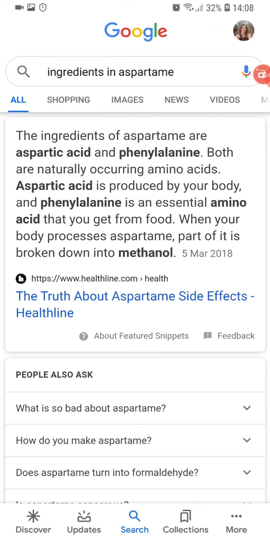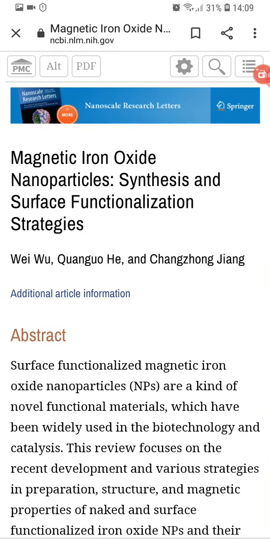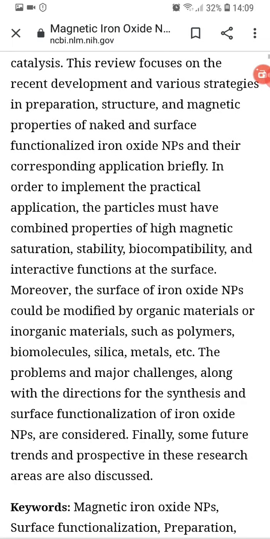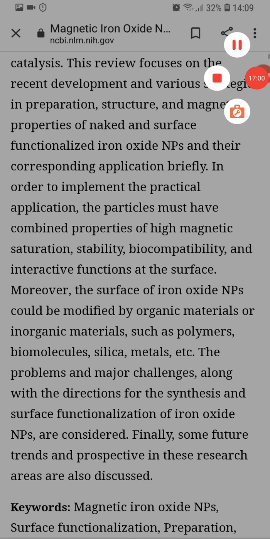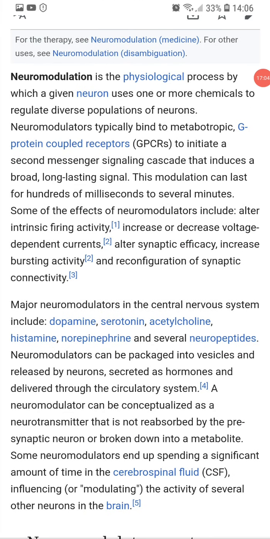Ingredients in aspartame. I looked at that. Magnetic iron oxide. I think that's where we were. Yeah, it was. So, I'll pause it there and show you all about the amino acid transmitters.